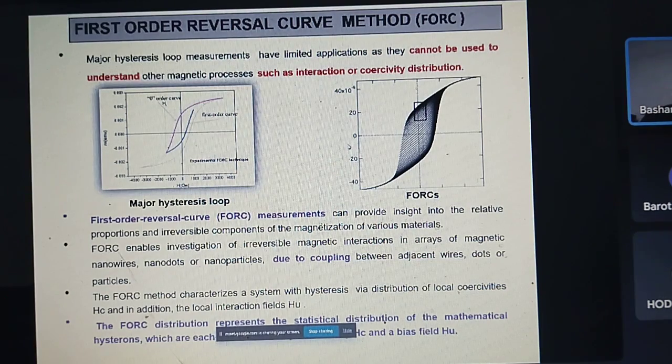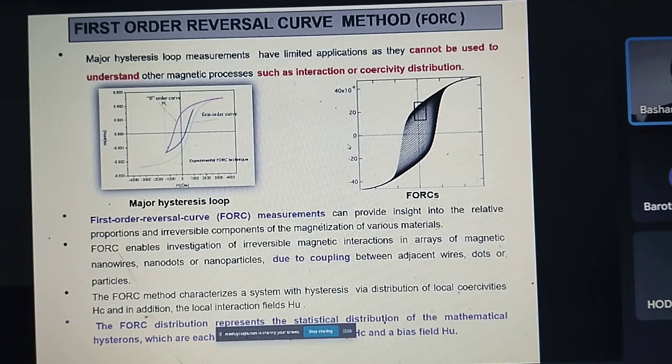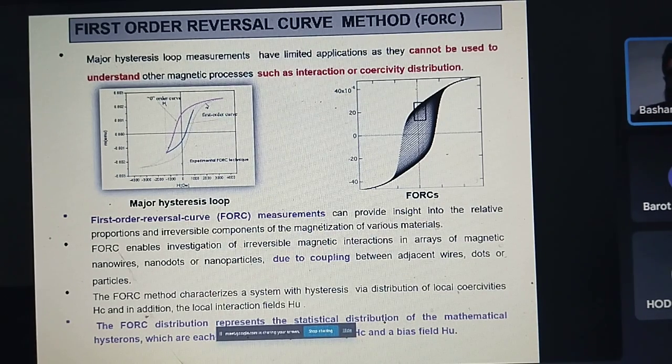Now, see, when we characterize magnetic materials, the normal method of characterizing a magnetic material is to take the hysteresis loop, what we call the magnetization as a function of magnetic field. By doing that, we only get information about the magnetic material which is average information. It's a statistically averaged information about the magnetic particles in the system. We never know about the interactions happening within the system, and we never know what are the reversible and the irreversible components in the system.